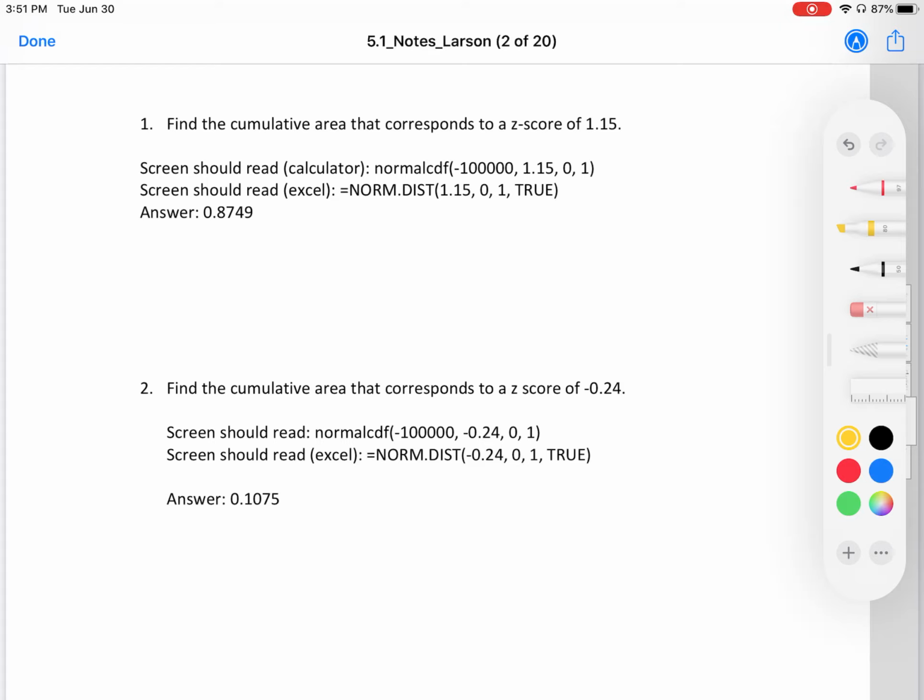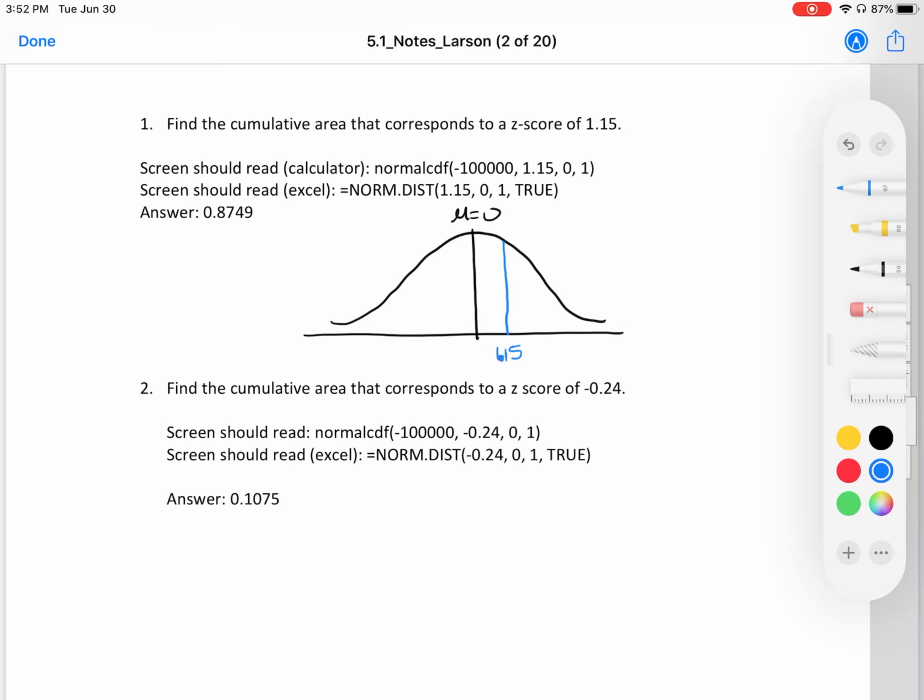Let's take a look at one. Find the cumulative area that corresponds to a z-score of 1.15. All right, let's begin by drawing our bell-shaped curve. Since it wants a cumulative area, our mean is at 0, and we're looking for a z-score of 1.15. I don't know exactly where that is, but I know it's to the right of the mean. So I want to find all the shaded area from there to the left. All right, and we're going to enter this in my calculator.